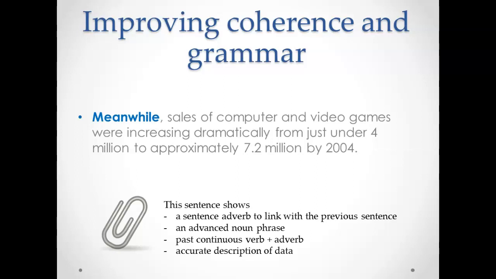Now I won't repeat the sentence. Let's just look at the grammar. So this sentence shows a sentence adverb to link with the previous sentence. It also shows an advanced noun phrase. Can you find it? It's this one. Sales of computer and video games. Can you find the past continuous with an adverb? Were increasing dramatically. And can you see the accurate description of data? Just under 4 million. Approximately 7.2 million. So those 4 features show you how an advanced writer of English writes.